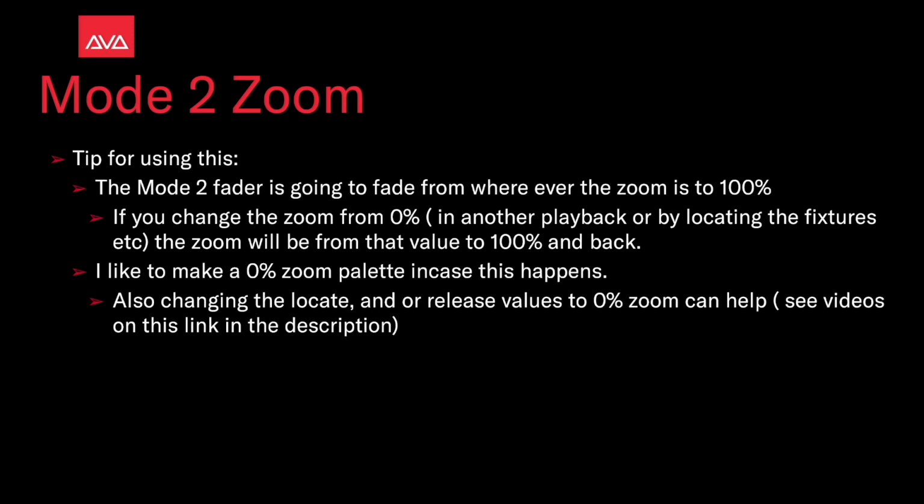Some tips for using this: the Mode 2 fader is going to fade from wherever the zoom is to 100%. If you change the zoom from 0% in another playback or by loading in the fixtures, etc., the zoom will be taken from that value to 100% and back.